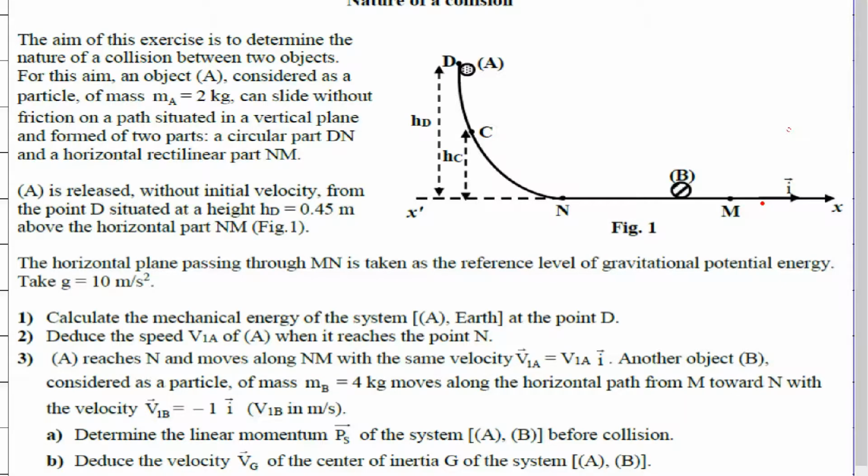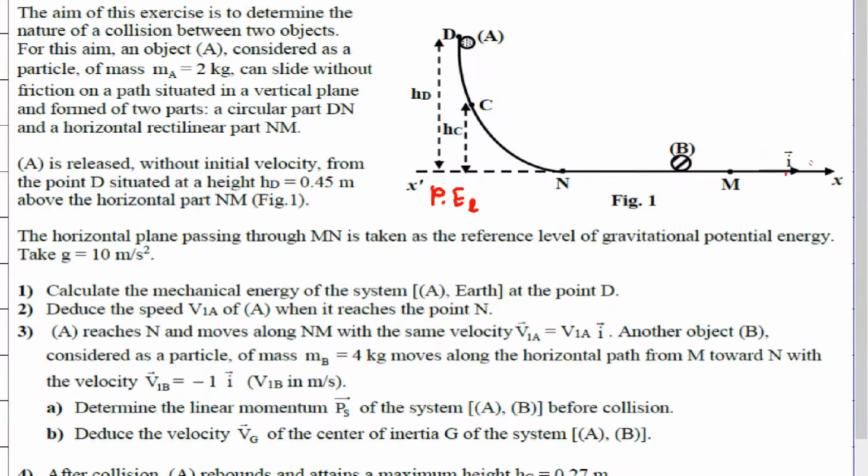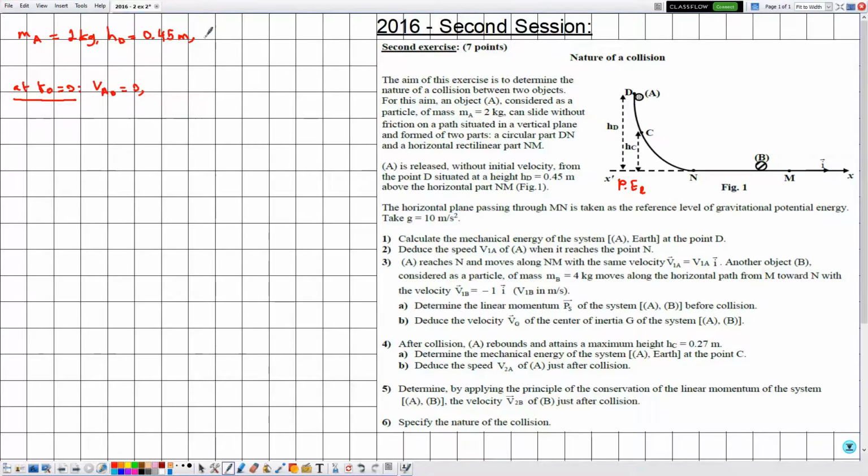Now the horizontal plane passing through MN is taken as the reference level of the gravitational potential energy. So this is the PE level, which is the horizontal plane passing through MN, which is the x-axis, and we have that g is equal to 10 meters per second squared. So this is the gravitational acceleration.